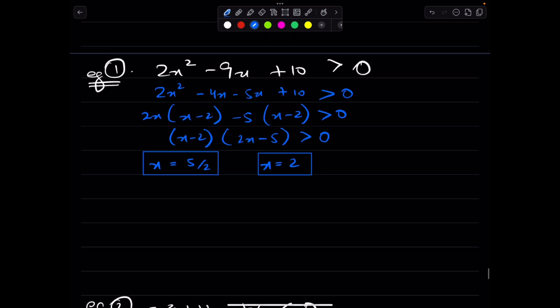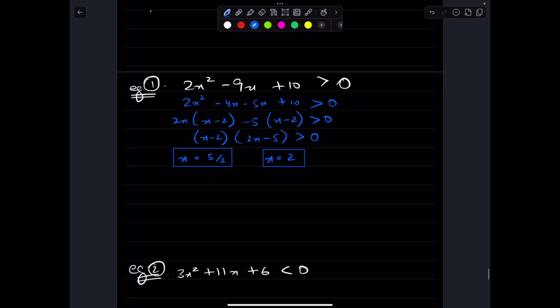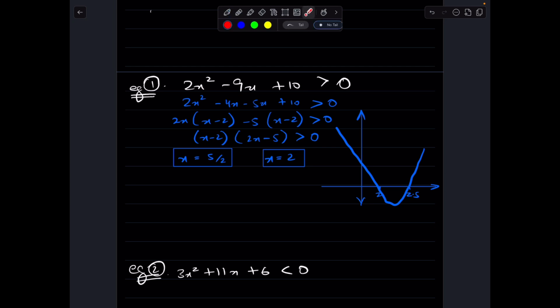So now, since we have our two roots, we'll draw a graph of the inequality, which would look something like this. Just a second. We have 2 and 2.5. We'll draw a simple quadratic graph at first. Now notice the fact that we have a greater than sign here. This means that the region above the x-axis is required. So we'll simply shade this region.